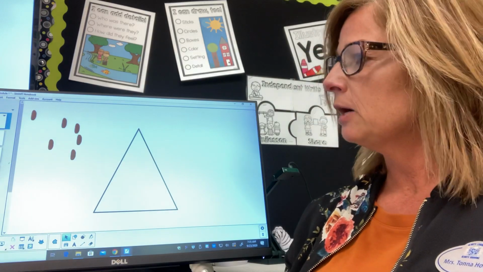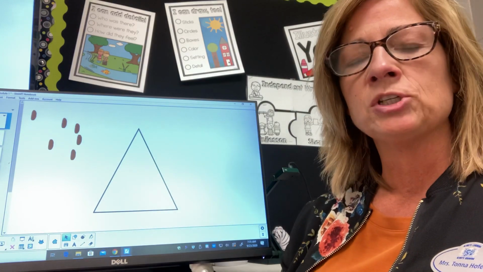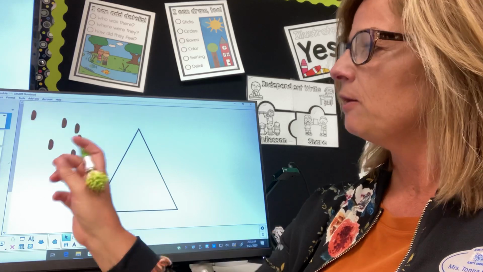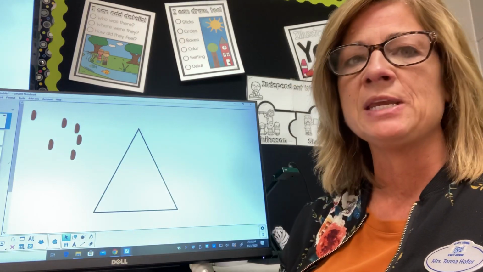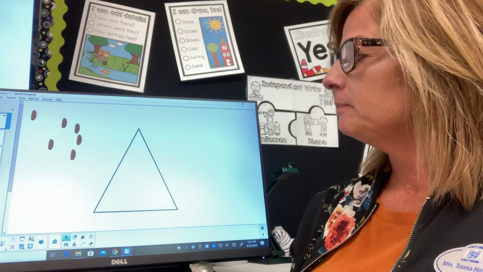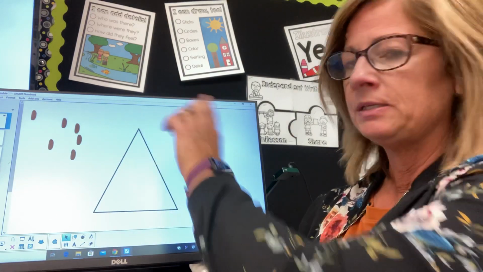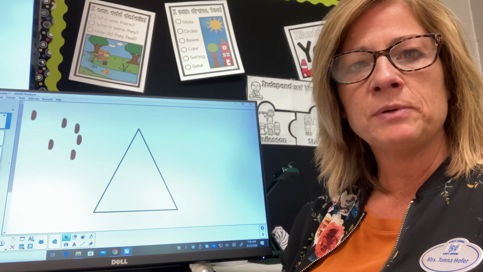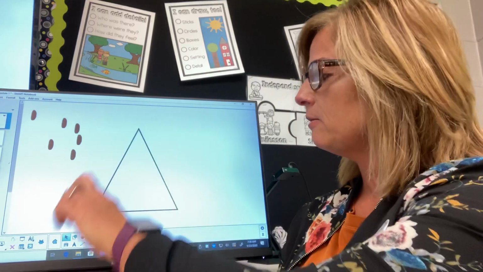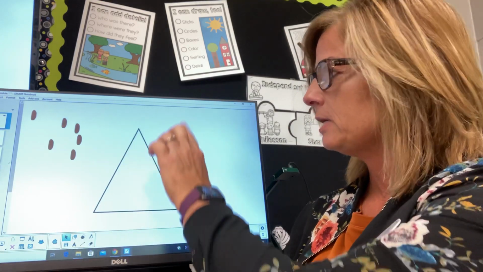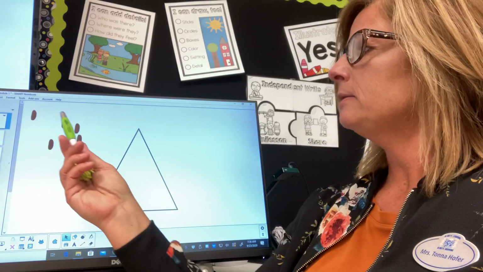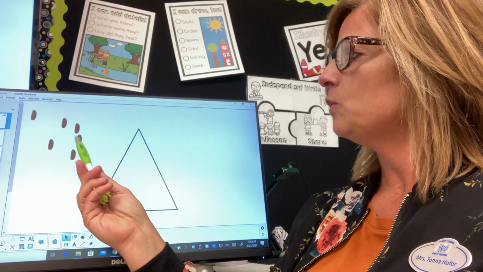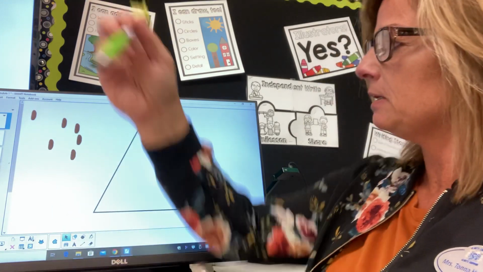Okay, we're going to start with a little thinking problem about shapes, and I have some counters over here. They're supposed to look like beans because sometimes in class we use beans as our counters. So do you know what shape this is? That's right, it's a triangle. A triangle has 3 sides and 3 corners. And I have, let's count them, 1, 2, 3, 4, 5, 6 beans.